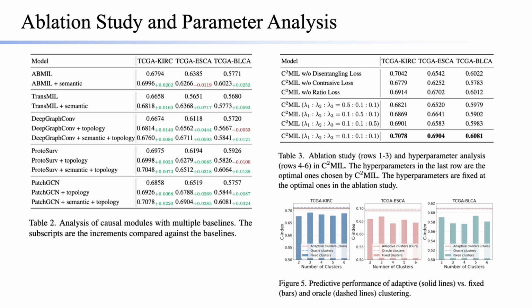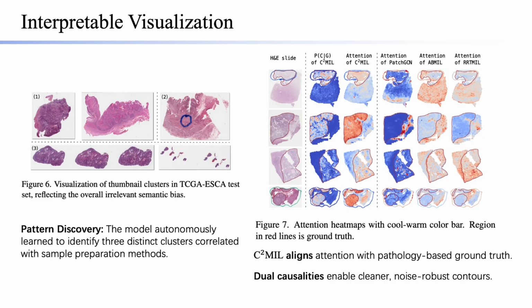From the parameter analysis, weighting each part of the loss by 0.1 gives the best results. Also, adaptively learning the number of clusters outperforms using a fixed number, and gets close to the ideal case. Visualizations also tell a nice story. CAFT automatically clusters slides by preparation style, and our attention maps line up much better with tumor regions compared to other methods. That shows the model isn't distracted by noise.